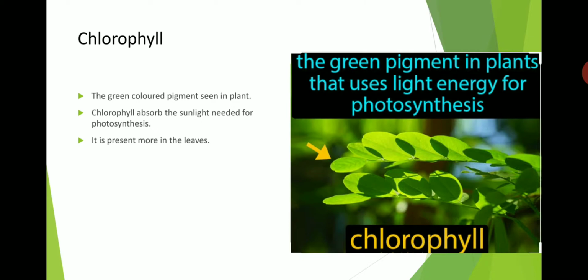In the previous class, during the process of photosynthesis, we talked about a pigment. That name is chlorophyll. Chlorophyll is the green pigment in plants that uses light energy for photosynthesis. It is a green colored pigment and it is present more in the leaves. The chlorophyll absorbs the sunlight needed for the photosynthesis that we have already studied.